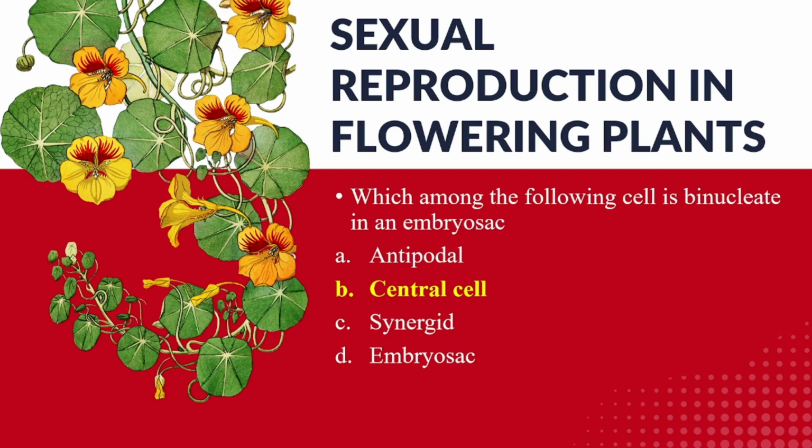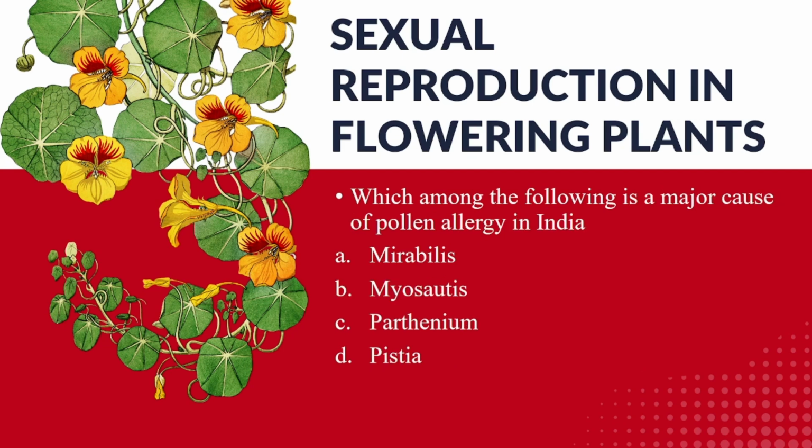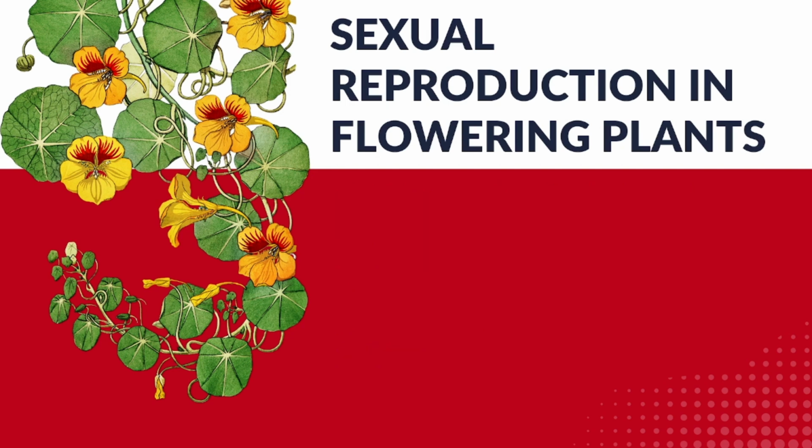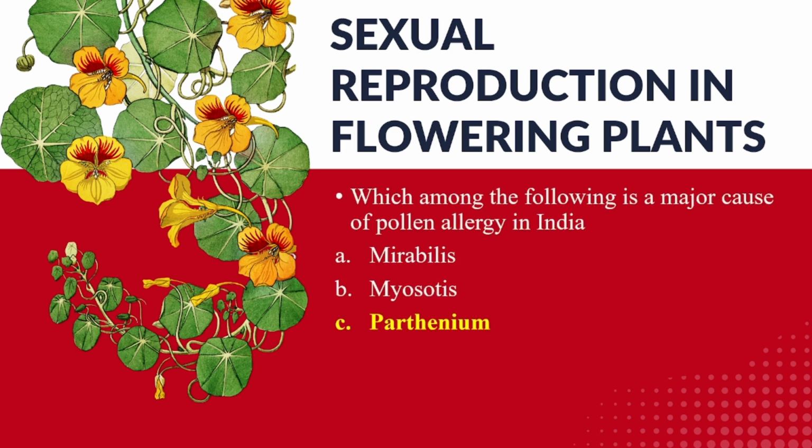Okay. Then coming to the next one, which among the following is a major cause of pollen allergy in India? You have the options here. Option A, mirabilis. Option B, myosotis. Option C, parthenium. And option D, pistia. Which one is a major cause of pollen allergy? Obviously the answer will be parthenium, and that is option C. Parthenium is a major cause of pollen allergy in India.